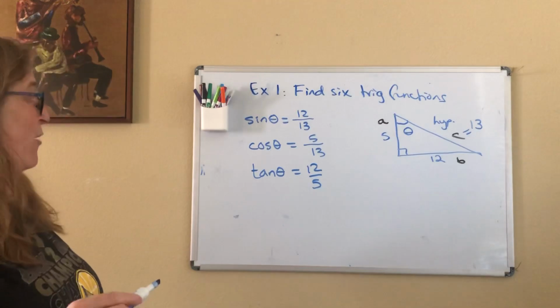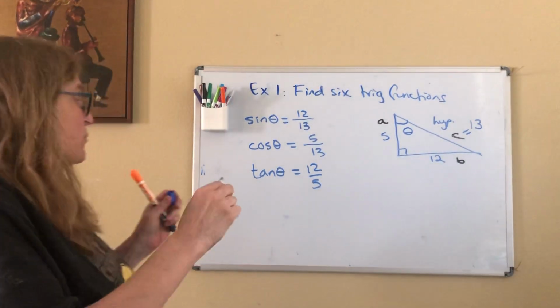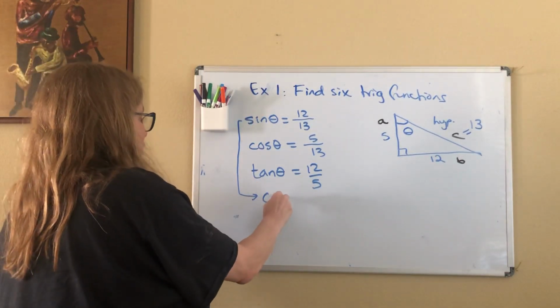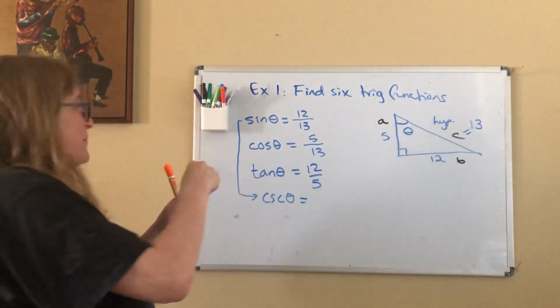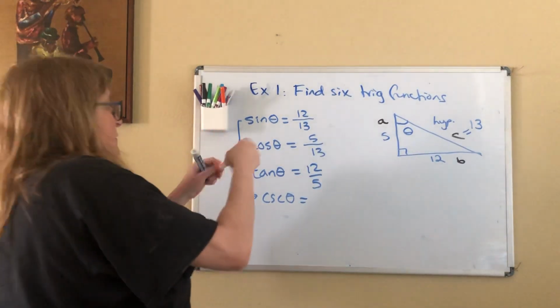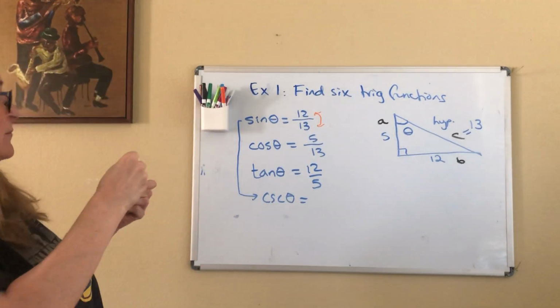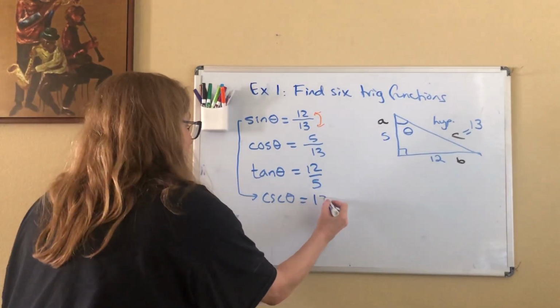Okay, now we're going to find the 6 reciprocal trig functions. The easiest way to do it, so for sine, the reciprocal trig function is cosecant. So rather than use the triangle, I'm just going to flip over sine. So instead of 12 over 13 for sine, we now have 13 over 12.